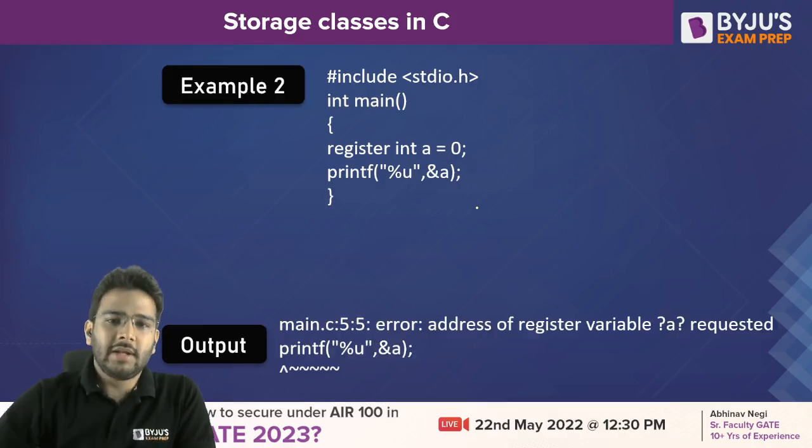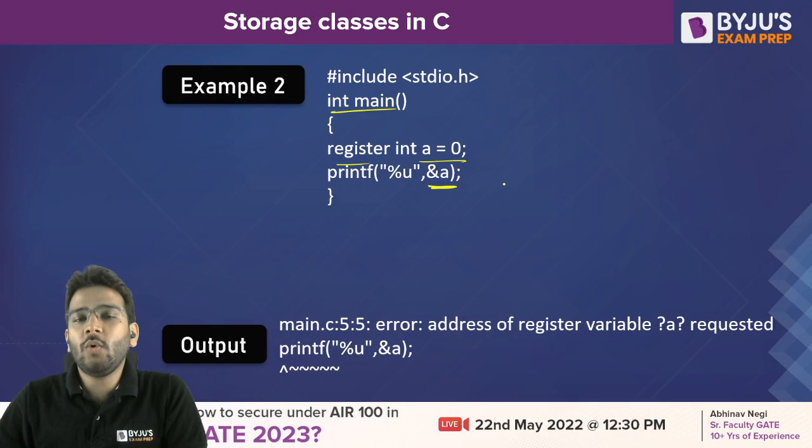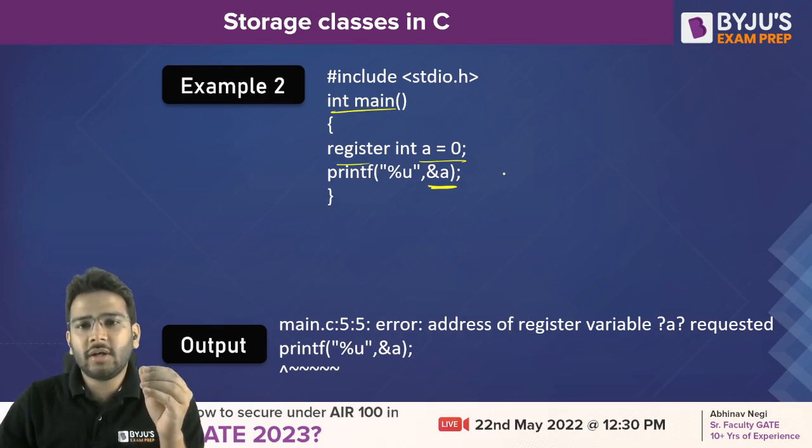Now let's see the second example. So here we have int main function, register int a is equal to 0. So we are initializing the value of a as 0. But what are we printing? We are trying to print the address of a. Now keep this in mind in case of register. As we know, if we are initializing this as register, right?